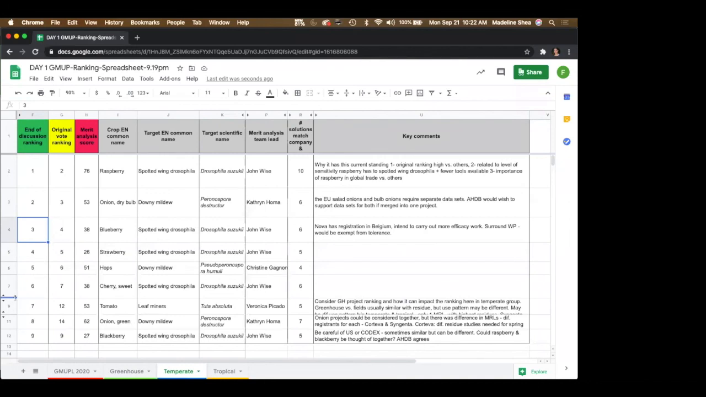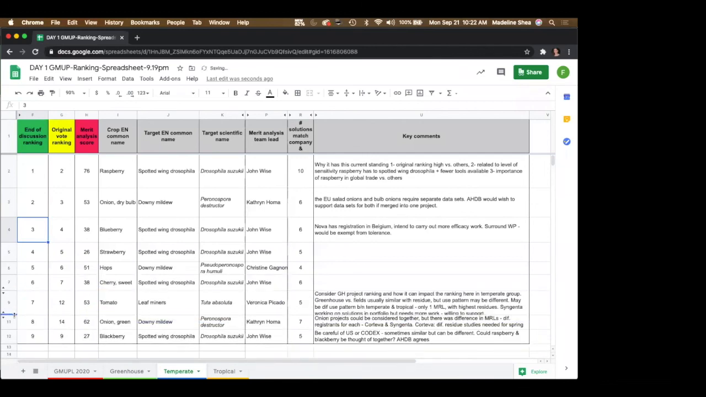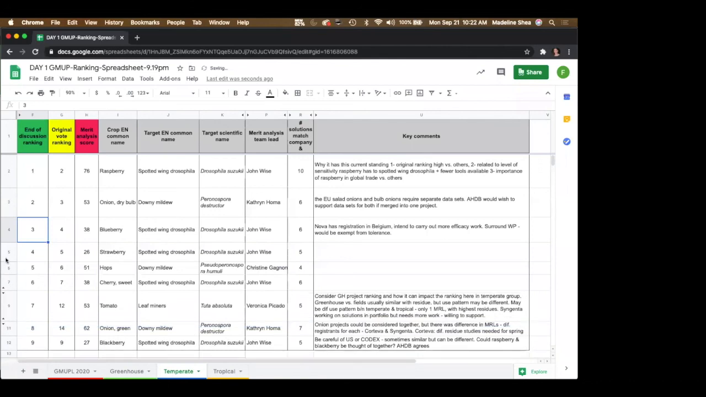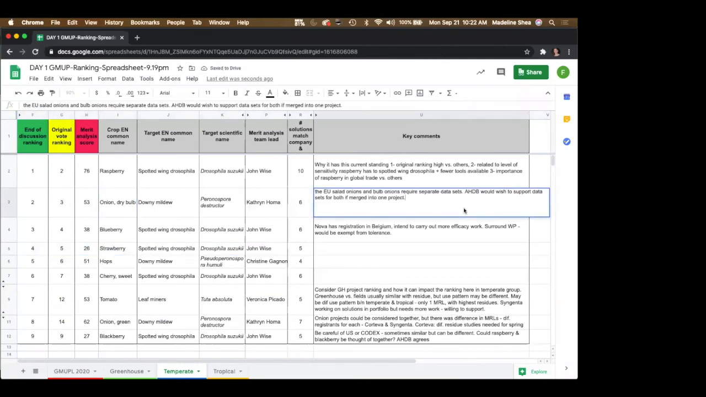Yeah, this is Catherine. I was hoping that others on my team could comment, as I provided all I could for the downy mildew. It appeared that both the dry bulb and the green onion were significant issues. I'm hoping somebody else on the call could provide some input.